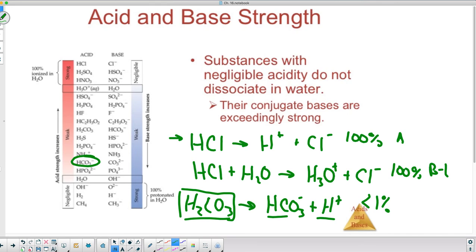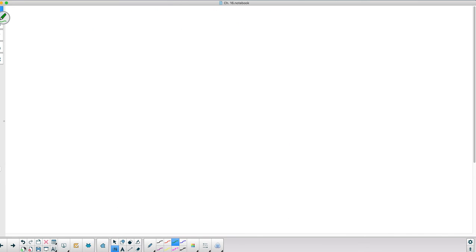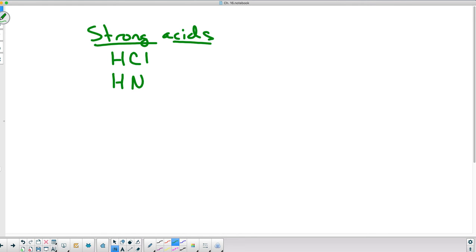So what are the strong acids? You may want to write this down somewhere. Let me just list them for you here. In case you don't have this written down, it's very important to know the strong acids because these are the ones that break up 100% of the time. So of course it's HCl, HNO3, which would be nitric acid, and H2SO4. These three are the most common.